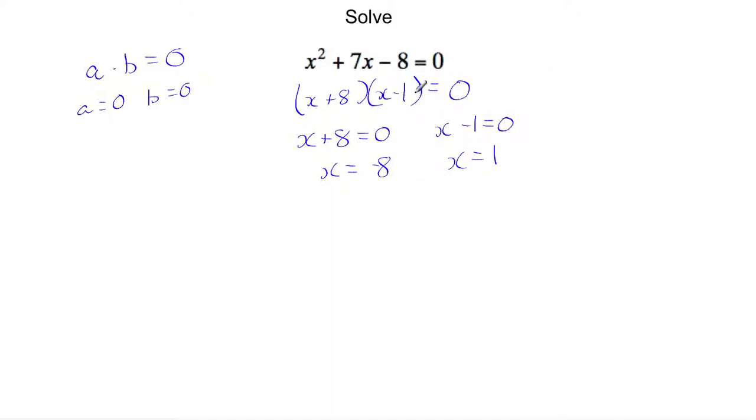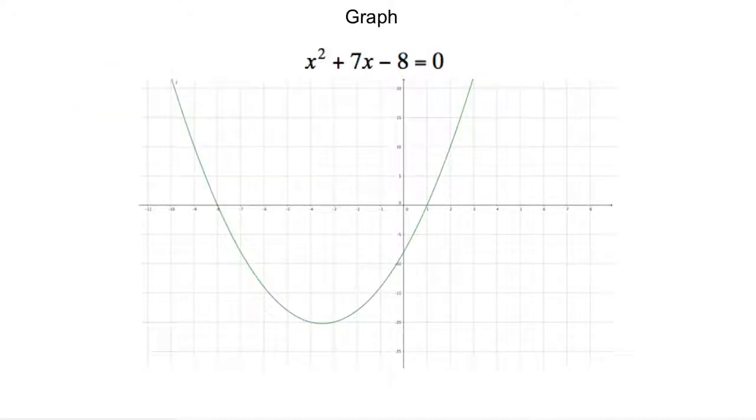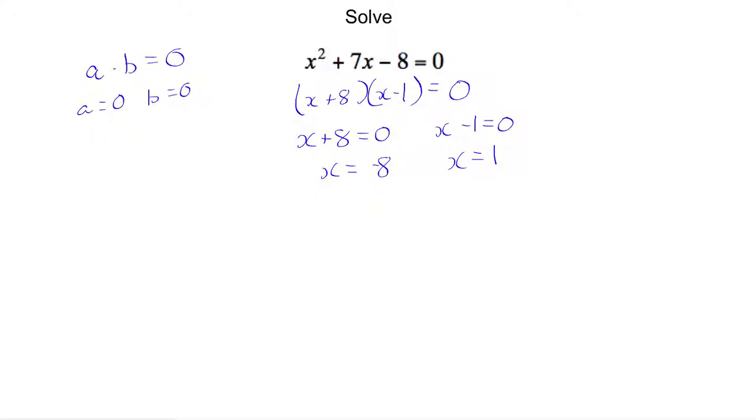Now if you think about what this looks like, this is a parabola. So if I look at a graph of this, notice that this parabola crosses the x-axis at two spots, 1 and negative 8. Those are the two values that I had for my solution to this equation.